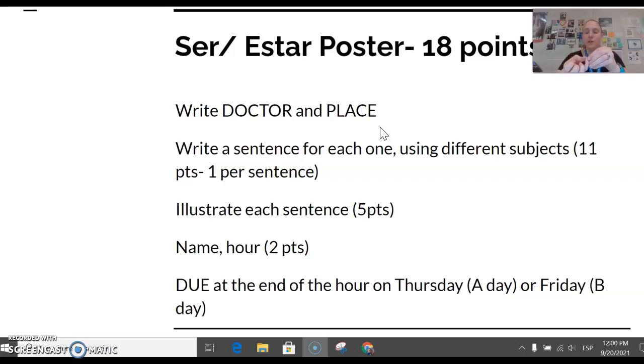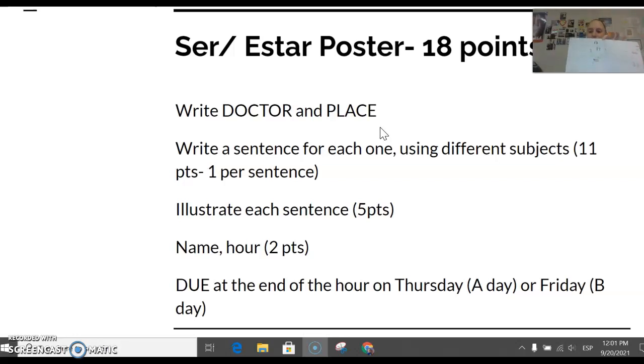Okay? I do not want your rough drafts. Don't give them to me. Okay? Once you've had it checked, and your peers can understand you, you're going to get one of these long pieces of paper, you're going to fold it in half. I don't care if you do your poster this way, or if you do it that way. All I care about is that it's colorful. You're going to write DOCTOR on one side, you're going to write PLACE on the other side, and then you're going to write your corrected sentences on there.